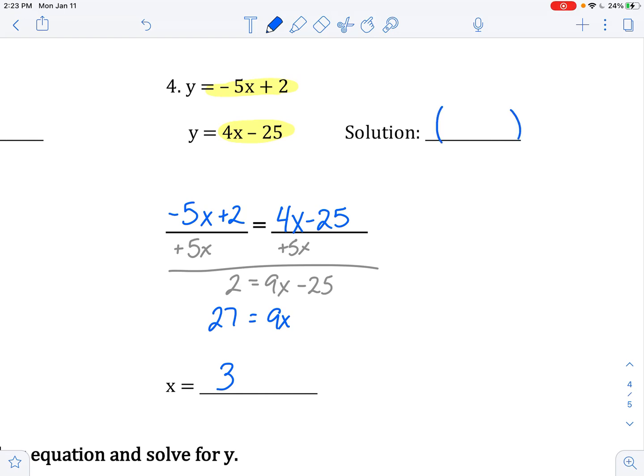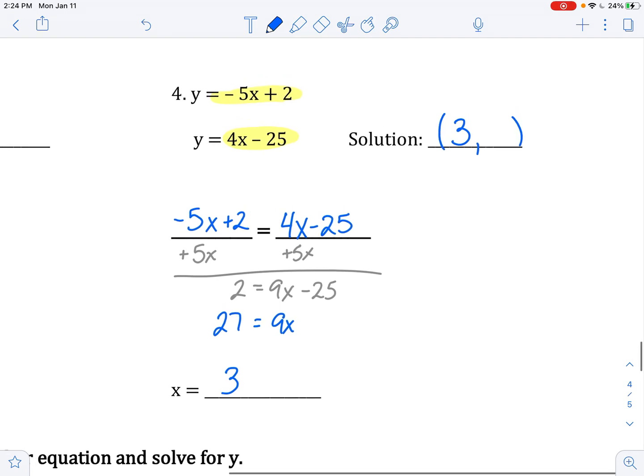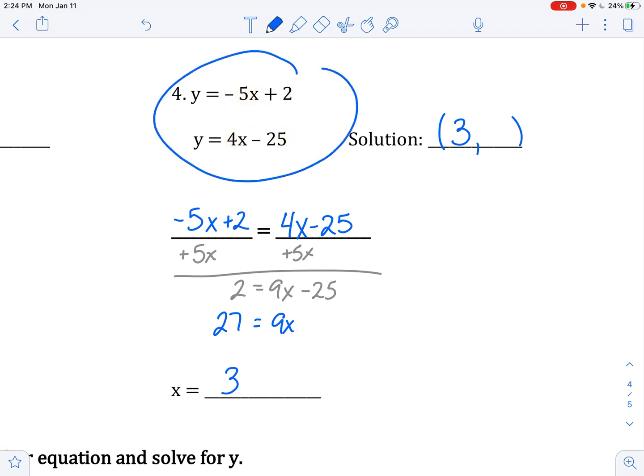So my solution, again, it's an ordered pair. I know what x is, but how in the world am I going to find y? I only have half of my solution. Well, I have these two equations over here, and I know what x is. I know what x is equal to. It's equal to 3.